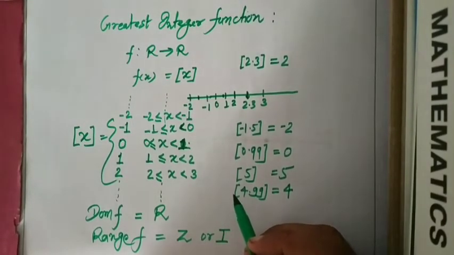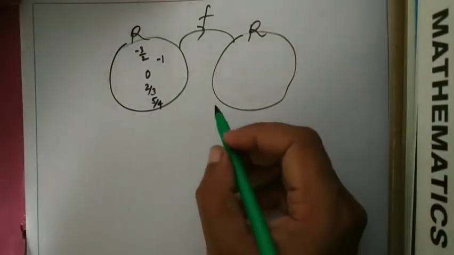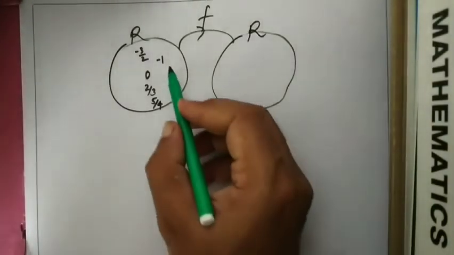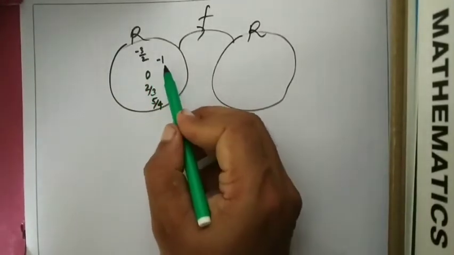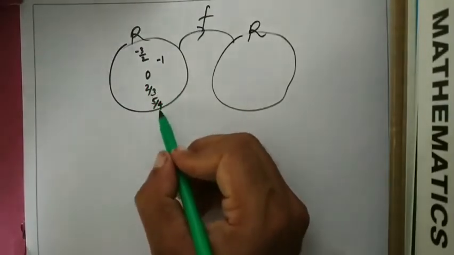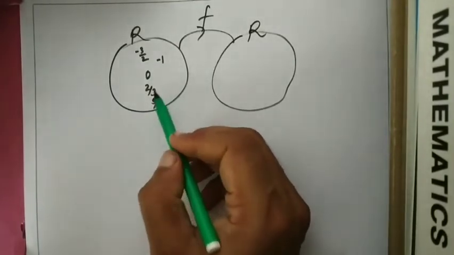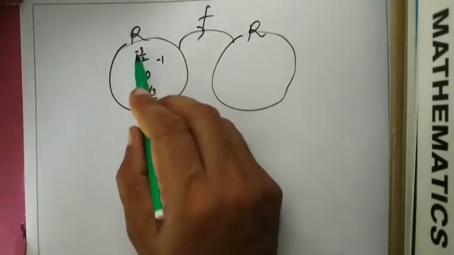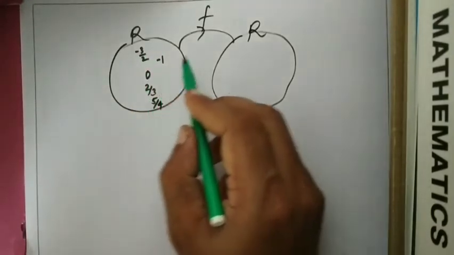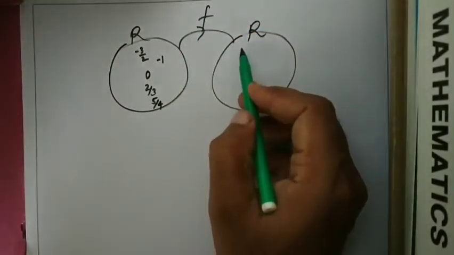Now we are going to see the graph and its arrow diagram. Let's see that. First, the arrow diagram for the greatest integer function. If we take some random elements in the domain, for example, -3/2, -1, 0, 2/3, or 5/4, you see that I have taken a variety of numbers: negative, positive, fractions, integers, all. If we take these elements as input of the greatest integer function f, what output will it give us?